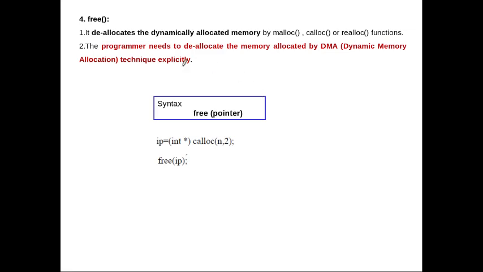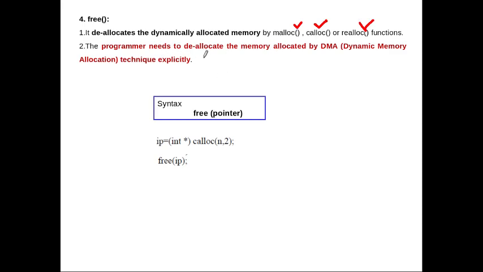Let us see the last one, that is free. This function is used to deallocate the memory which is allocated by the dynamic memory allocation functions. At the end of program execution, we have to release the memory which is allocated by the dynamic memory allocation functions, either malloc, calloc or realloc. So the programmer needs to deallocate the memory.